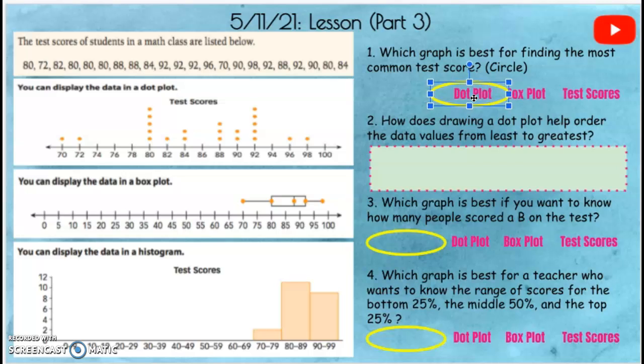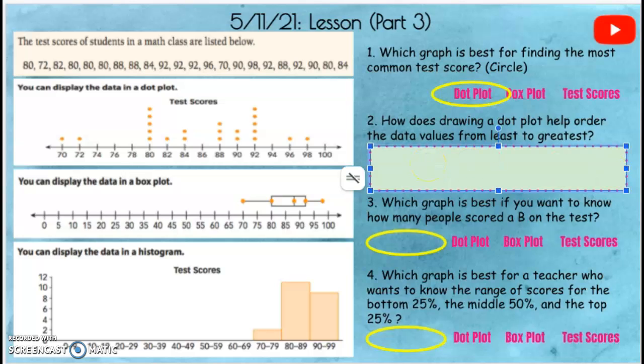So you're going to drag that circle over that dot plot. We were able to figure out the most common from the dot plots. That was the easiest. So how does drawing a dot plot help order the data values from least to greatest?